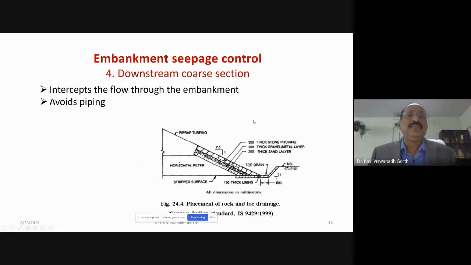The fourth one is the downstream coarse section. This intercepts the flow through the embankment and avoids piping also. At the downstream portion, a coarse section will be provided because usually the earth dam is built with fine soil which is compacted. But at this portion, a coarser section will be provided. Something like you see here, 300 mm thick stone pitching, 200 mm thick gravel or metal layer, and then a 200 mm thick sand layer. So different layers are provided here to control the seepage: the downstream coarse section.